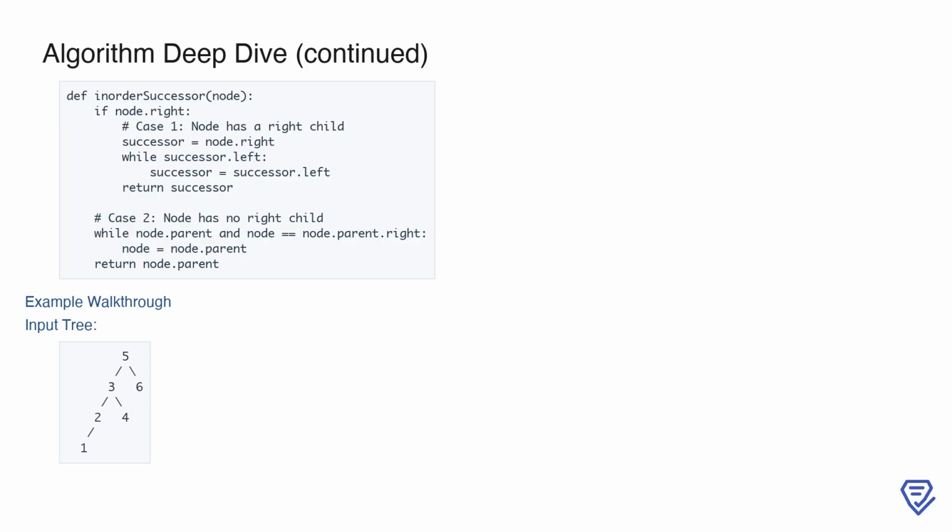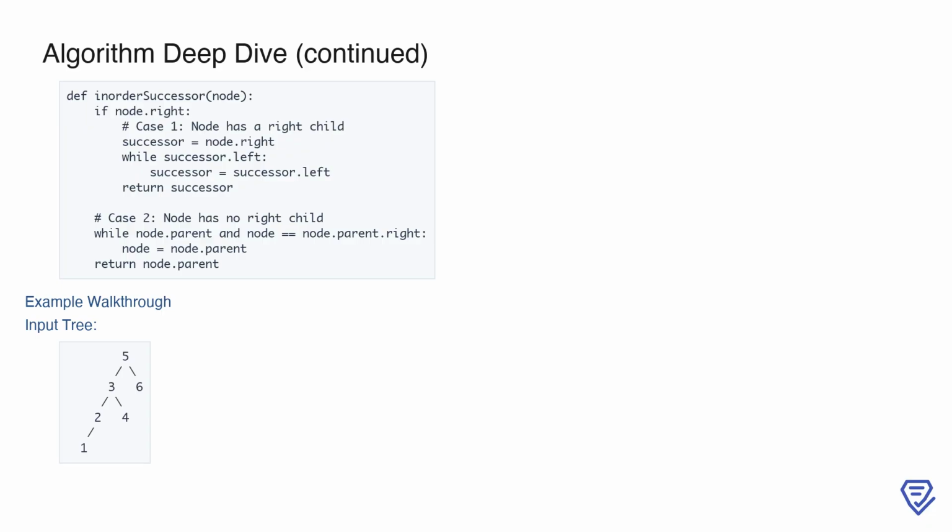This node is returned as the successor. If the input node does not have a right child, we use the parent pointer to traverse upward. We continue moving up until the current node is the left child of its parent. At this point, the parent becomes the inorder successor. If no such parent exists, we return null.